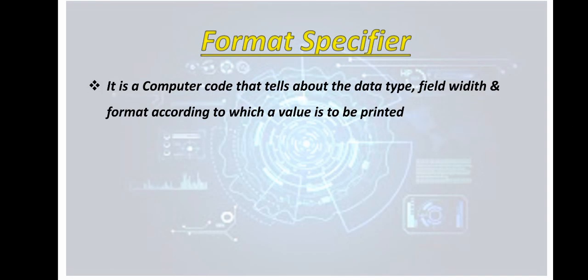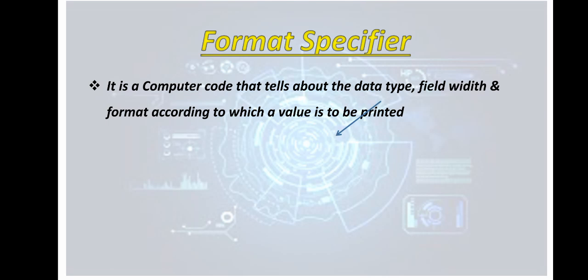A format specifier is a computer code that tells about the data type. In the previous chapter we discussed the data types. There are three main data types: integer, floating point, and character, and the string as well. But the most commonly used are integer, floating point, and character. The format specifier also gives the field width and format according to which the value is to be printed.